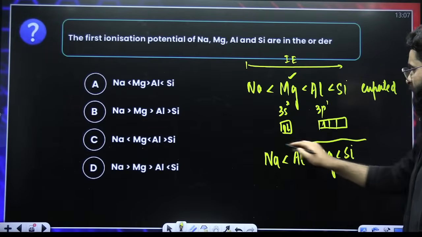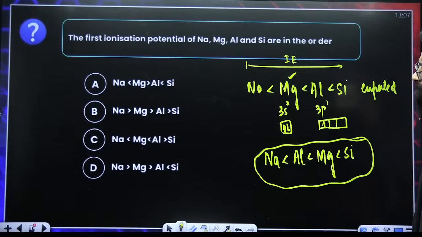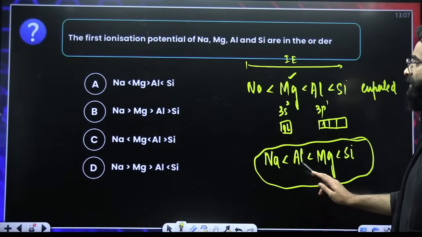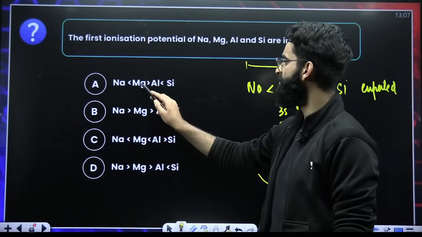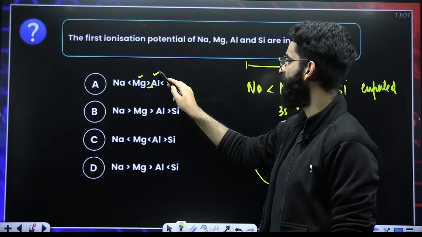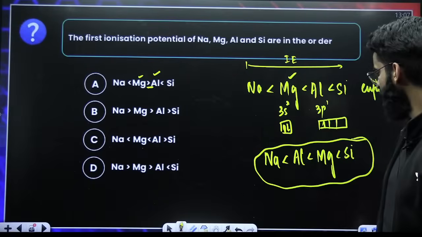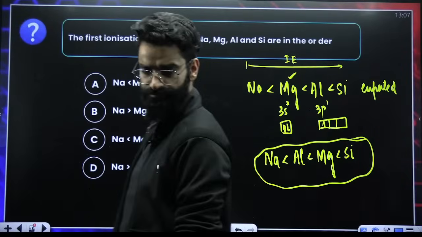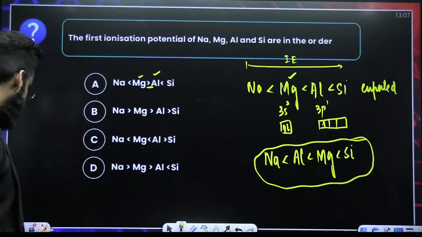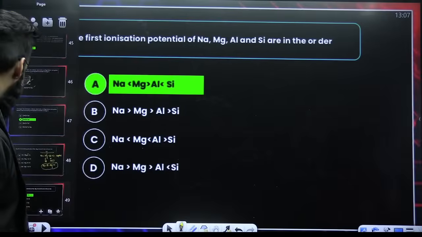Rest everything is the same. Is there any option like this? Sodium has got the least, then magnesium, but magnesium has got greater than aluminum, which is less than silicon, right? Perfect. So this is the order. It's absolutely option A.